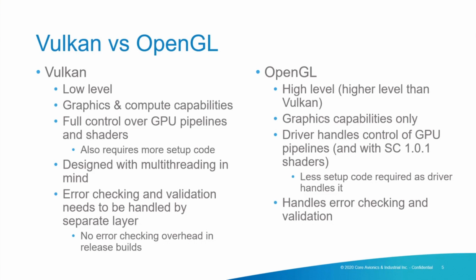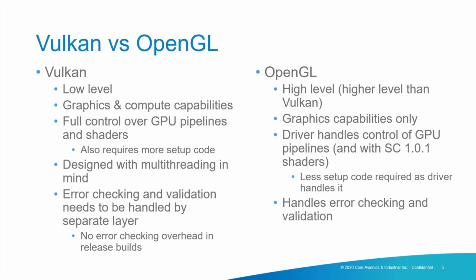Vulkan is a stateless API, so it's designed with multi-threading in mind. What this means is since there is no global state within the Vulkan API, multiple threads can act on Vulkan primitives and not have to worry about corrupting the state of a different thread. The Vulkan spec also calls out how things can be multi-threaded with multiple threads running on different cores, building commands for the GPU to execute in parallel.